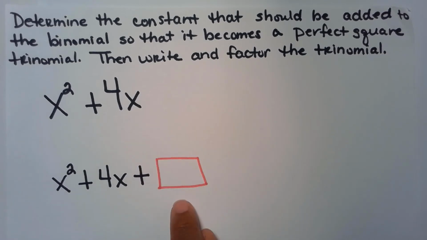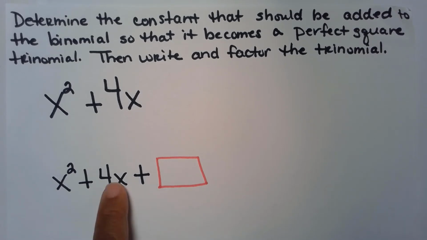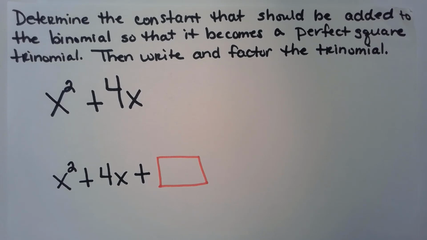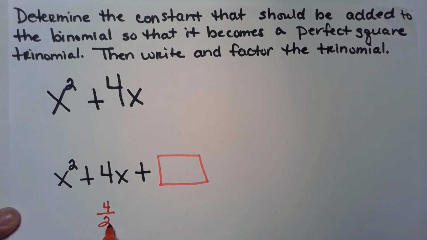So what we're going to do here is let's rewrite x squared plus 4x, and let's put a box here because this is our third term. So how to find this third term? What we're going to do is take half of the middle term. Our middle term is 4x, but the constant term we're looking at is the coefficient. Take half of 4 and square it. So half of 4 is 2, and 2 squared gives us 4.